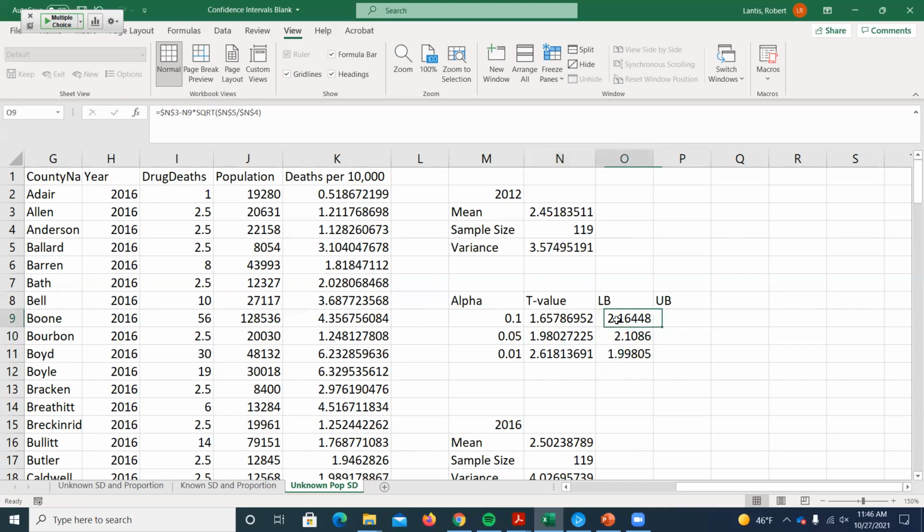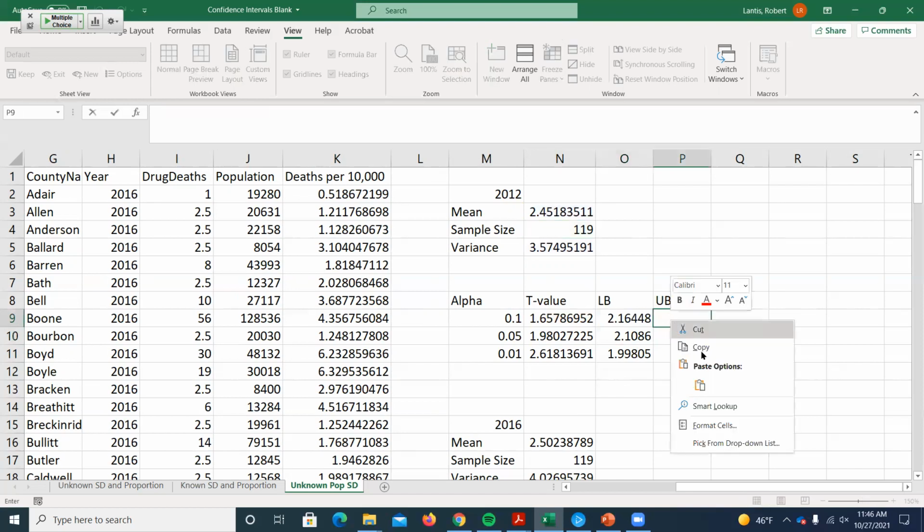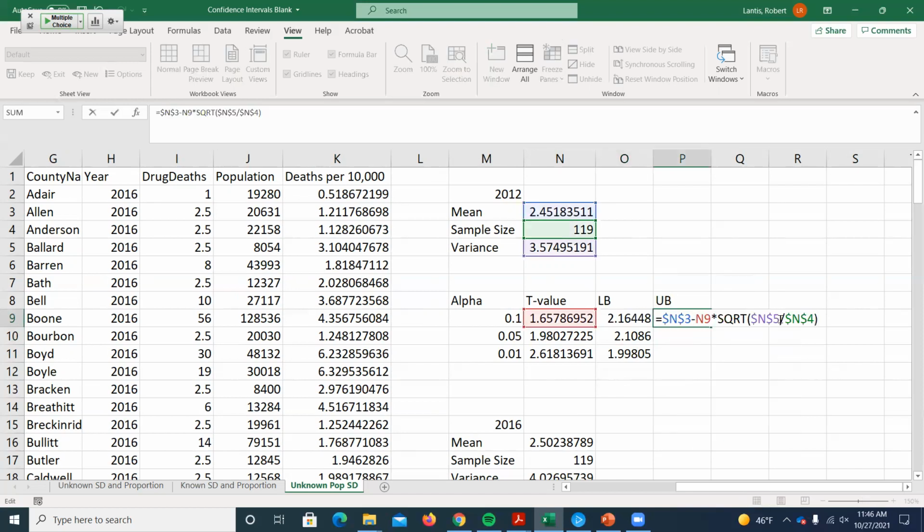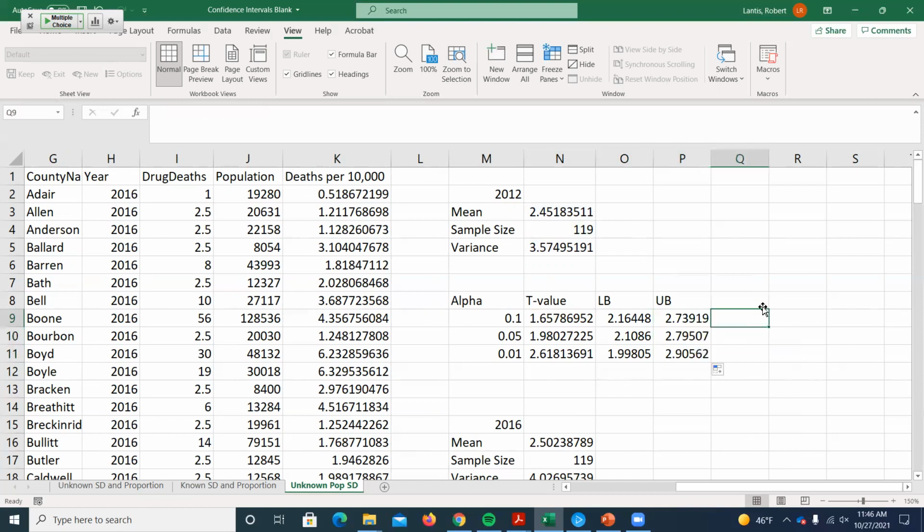Okay, so the only thing left to do is find that upper bound. That's where we said double click on that lower bound cell, copy, hit enter to get out of the cell, paste it, and instead of subtracting my margin of error, I'm going to add my margin of error. That's the only thing that we have to change. Copy that down, and now I've got 3 different confidence intervals, right, relatively quickly.